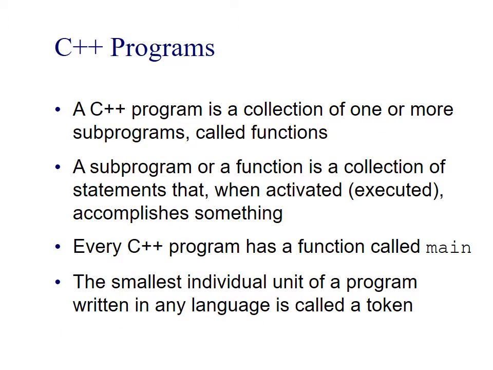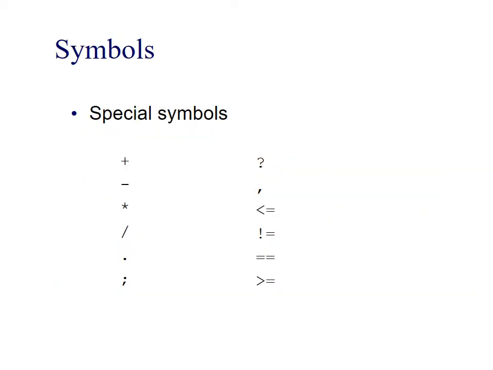A C++ program is also a collection of more subprograms, like subfunctions. In a later slide we are going to go through functions. A subprogram or a function is a collection of statements that, when activated or executed, do something for us. As I said in the early class, main is the important function, the starting function, the executable function. These are some of the symbols we use in C++: plus, minus, greater than, less than, and division. Throughout the weeks you'll be learning in more detail what these symbols mean.